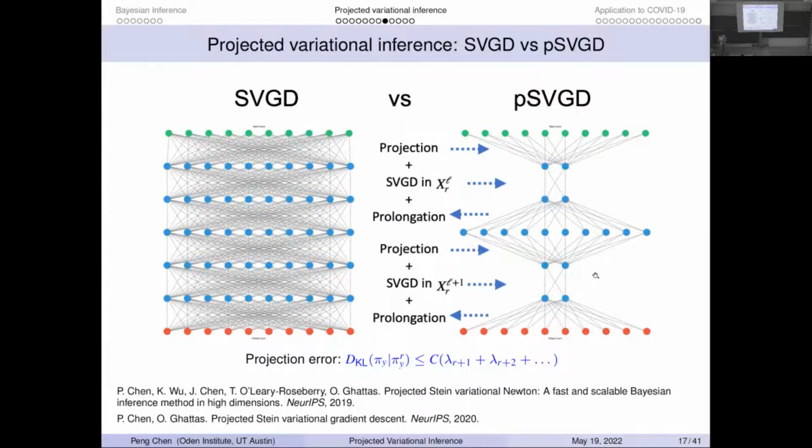The projection error between the projected posterior and the true posterior can be upper bounded by the trailing eigenvalues. Suppose that we have a very fast decay of the eigenvalues. This projection error could be very small. We developed this algorithm both in the gradient descent sense and also in the stochastic Stein variational Newton sense.